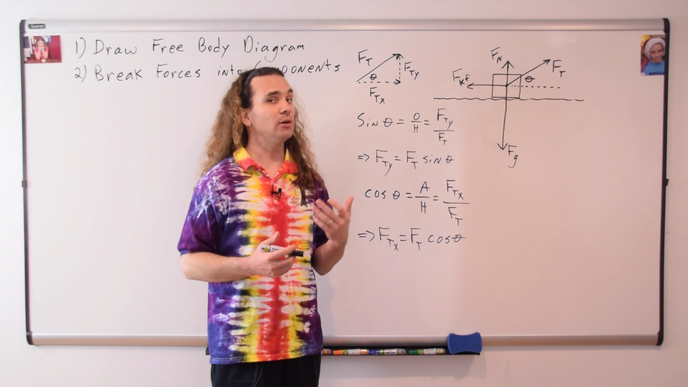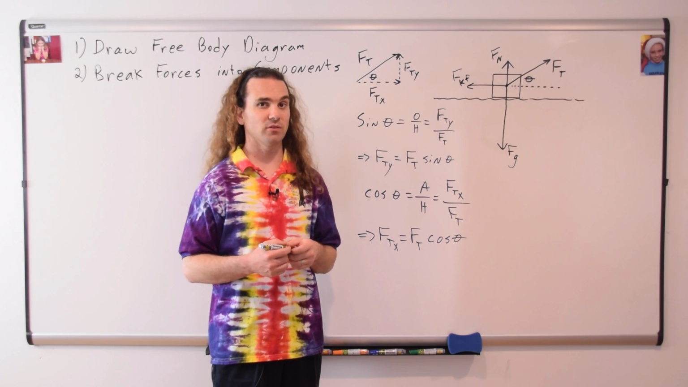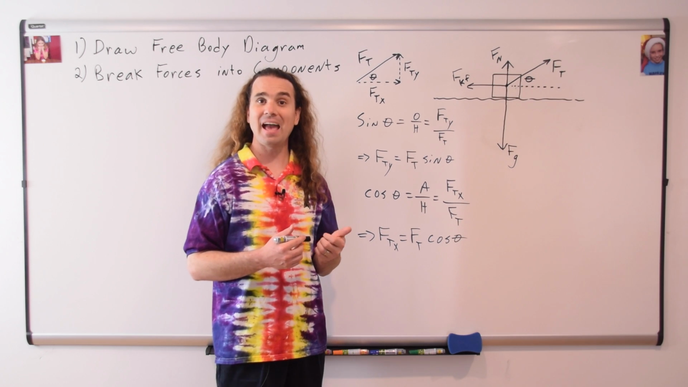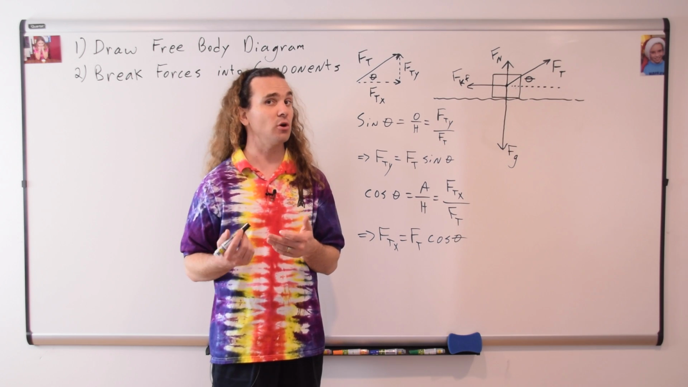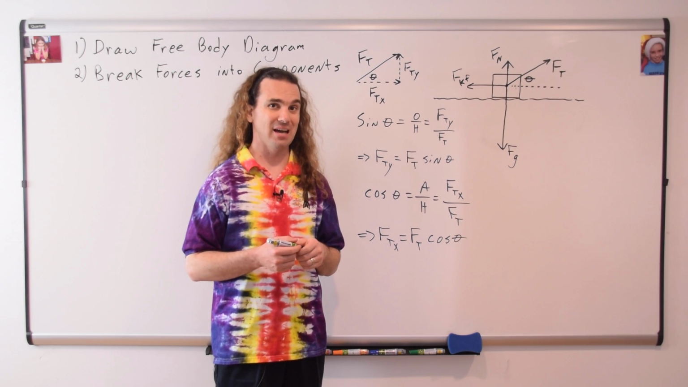The cosine of theta equals adjacent over hypotenuse, or the force of tension in the x direction divided by the force of tension. Therefore, the force of tension in the x direction equals the force of tension times the cosine of theta. Step 3 is to redraw the free body diagram.